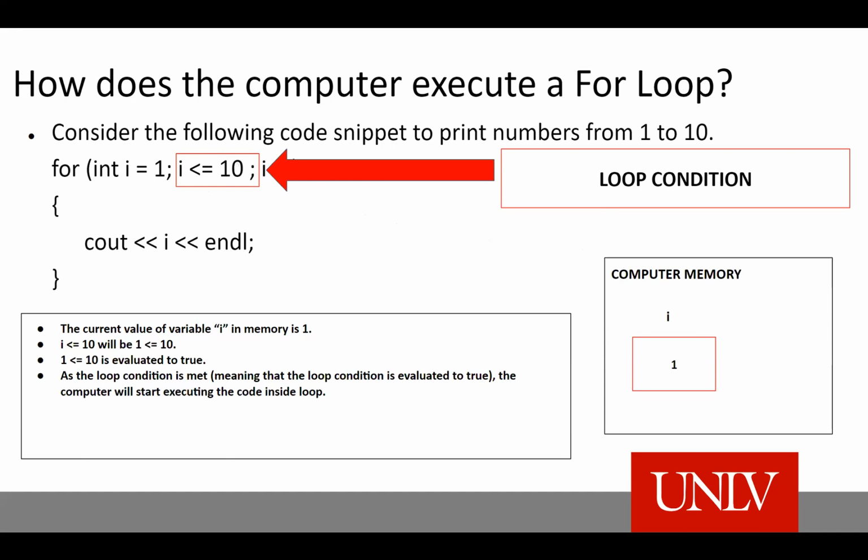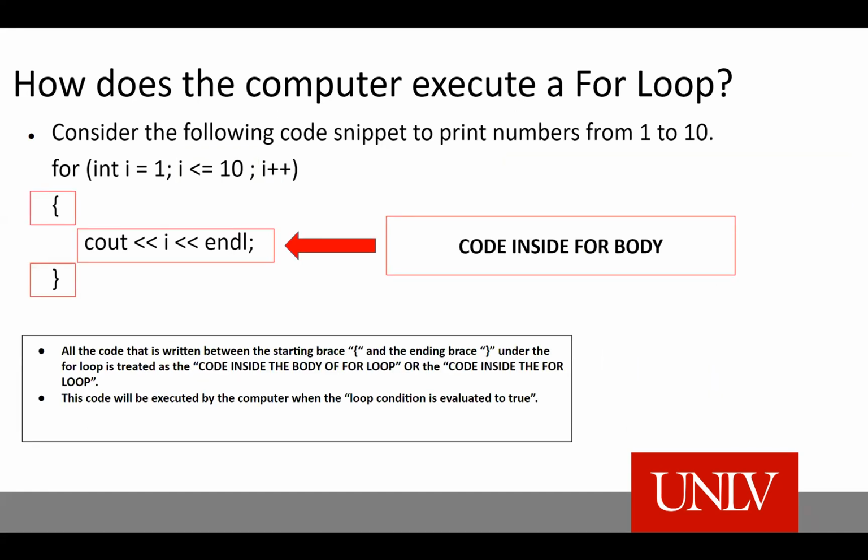If it's true, that means the computer will execute what's inside the for loop. And what's inside the for loop is nothing but the lines of code that we write between the opening and closing braces. This is what we call the body of a for loop. So if this condition evaluates to true, then the computer will execute whatever is inside the for loop.